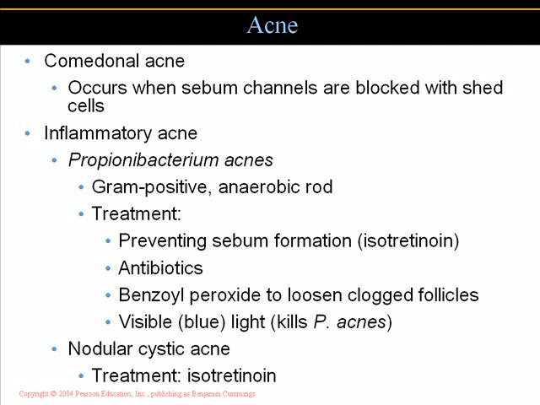Comedonal acne occurs when the sebum channels have been blocked. They have been blocked by cells that have shed and blocked the ducts that would lead out the normal secretions. Inflammatory acne is caused by Propionibacterium acnes. This is a gram-positive anaerobic rod.